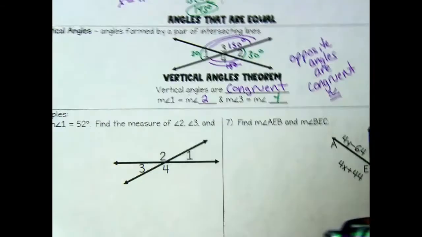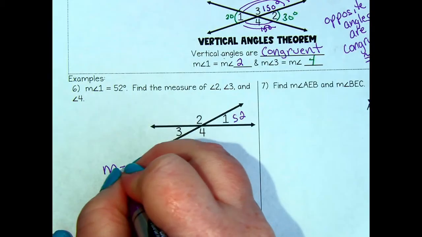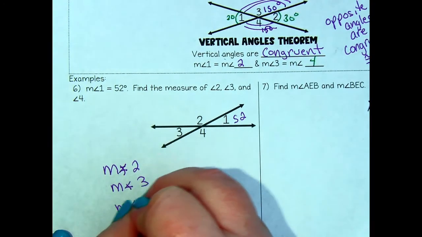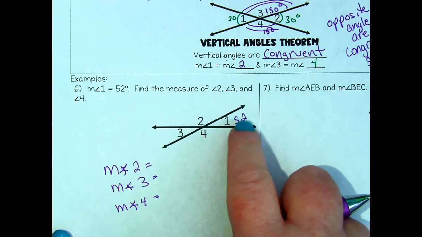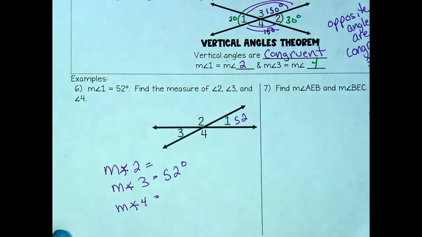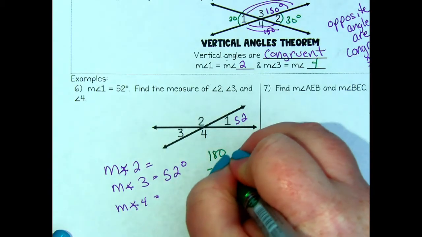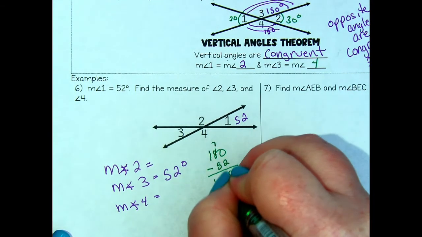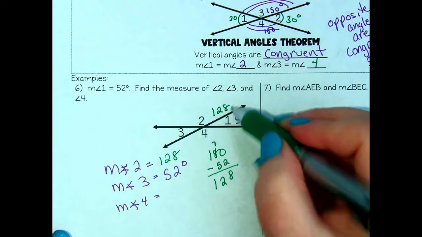So if we look at number 6, we know that the measure of angle 1 is 52 degrees, and we want to find the measure of angle 2, the measure of angle 3, and the measure of angle 4. So I start with the easiest one. If angle 1 is 52, the angle opposite, in this case 3, is also 52 degrees. And to find the measure of angles 2 and 4, I would take 180 and subtract 52 because it's a linear pair. So I get 128 is the measure of angle 2. And if I know the measure of angle 2, then I know the measure of angle 4.